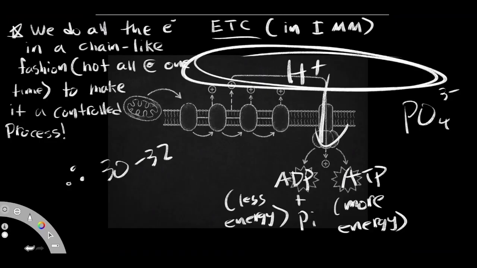All right, so what happens at the very, very end? Around 30 to 32 ATP are formed. Much better than what was produced in glycolysis and the Krebs cycle.